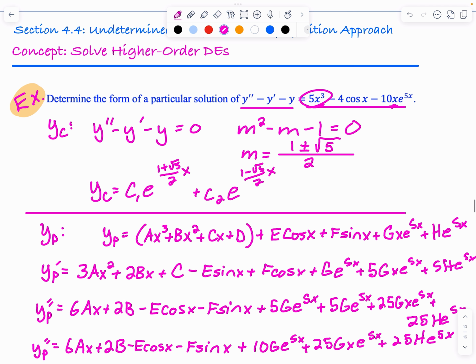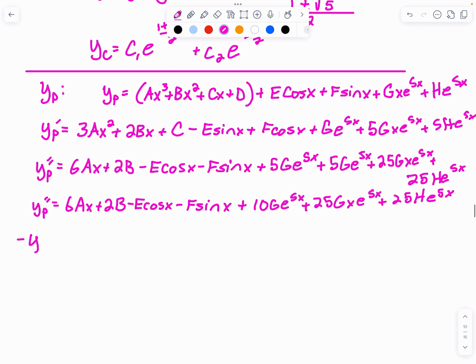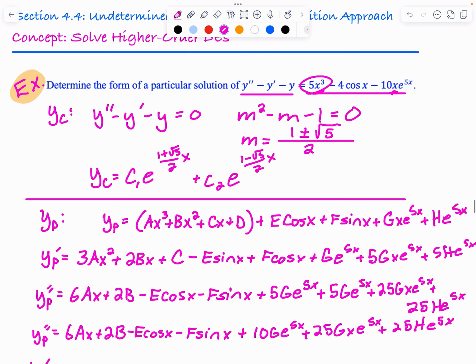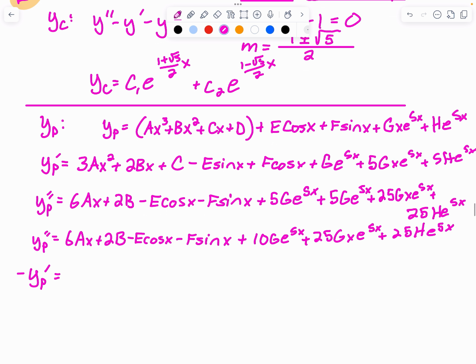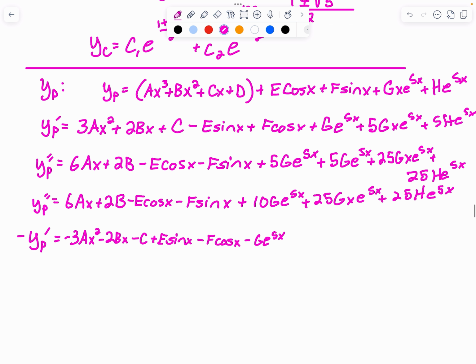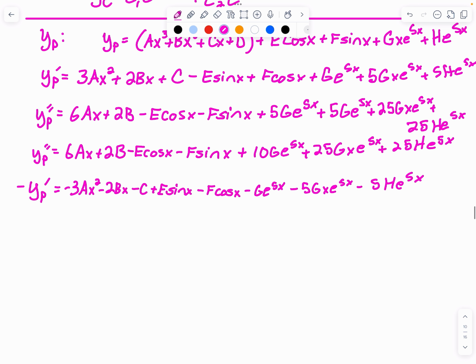Now I'm going to try to build my diffy-q. I need a minus yp prime. So I'm going to change the signs of all those. Negative 3ax squared minus 2bx minus c plus e sine x minus f cosine x minus g e to the 5x minus 5gx e to the 5x minus 5h e to the 5x.